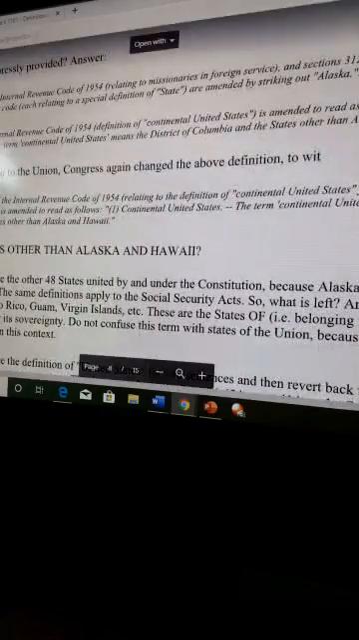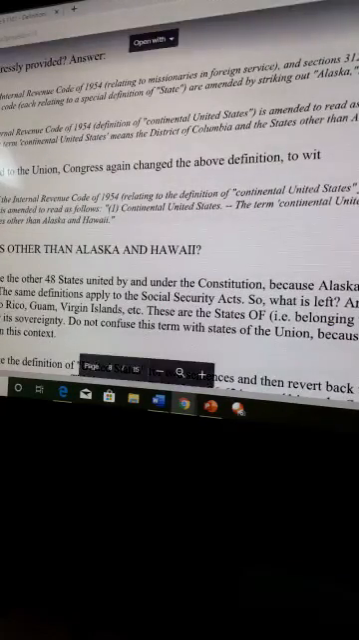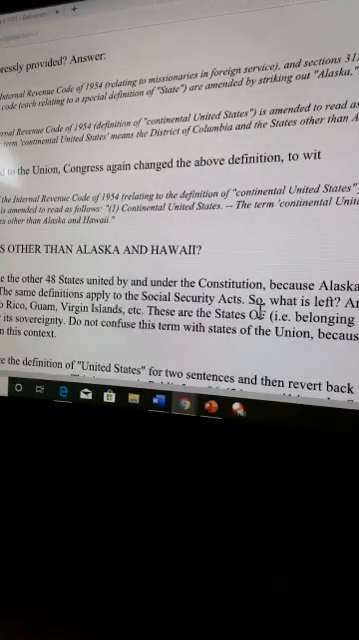1. Continental United States. The term continental United States means the District of Columbia and the states other than Alaska and Hawaii. What are the states other than Alaska and Hawaii? They certainly cannot be the other 48 states united by and under the Constitution, because Alaska and Hawaii just joined them, right? The same definition applied to the Social Security Acts.